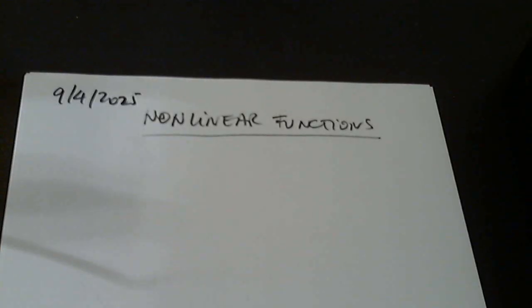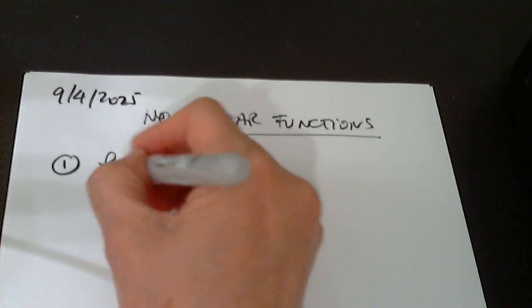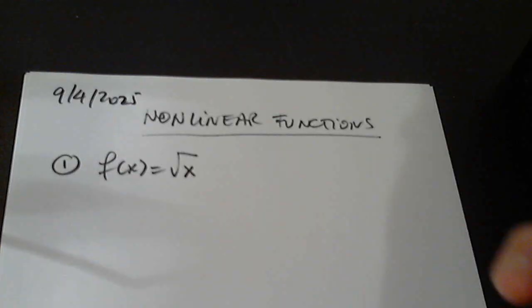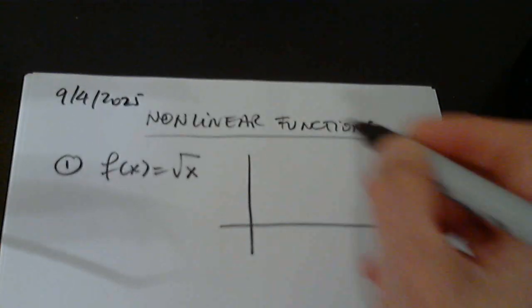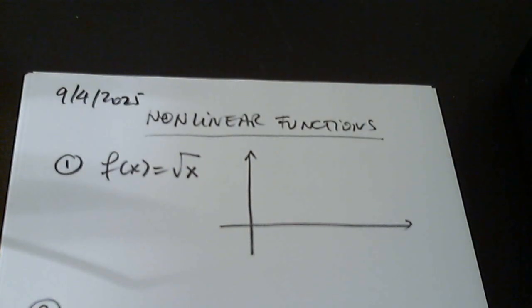There are a few functions that I would like to refresh your memory on. I'm just going to simply graph them, and if you have any questions, let me know. One function is the radical function, the square root. Can anyone give us the domain of this function?